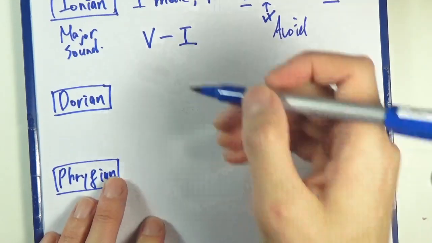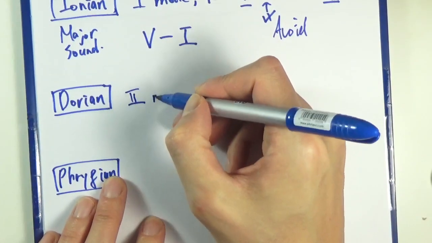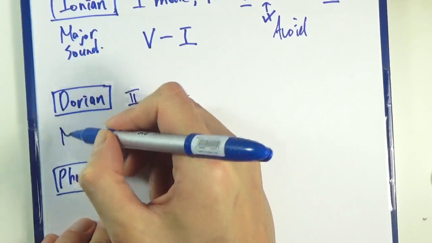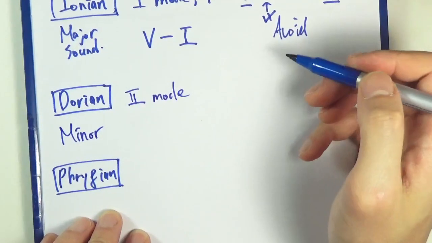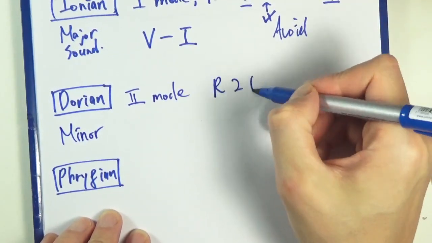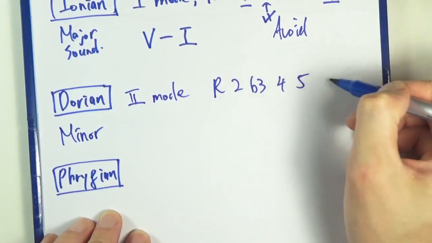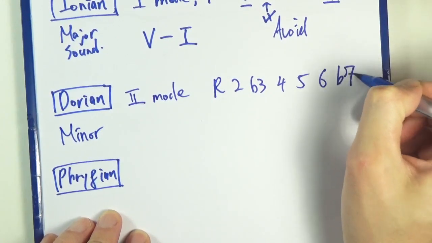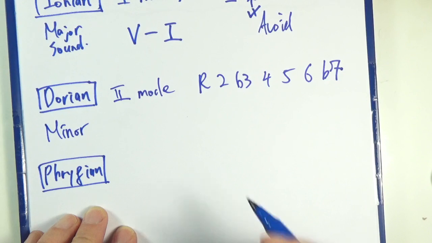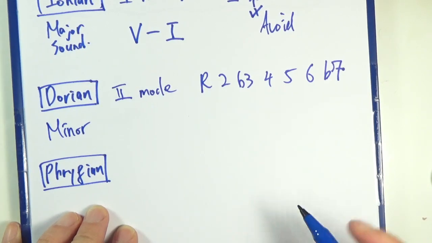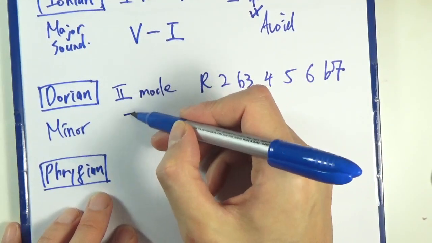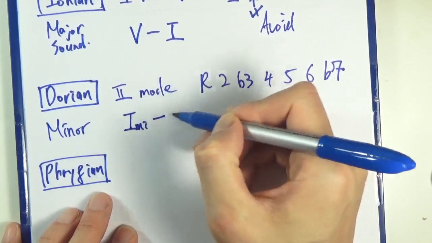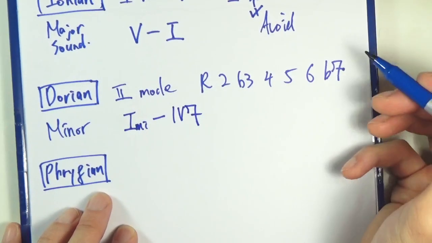Alright, Dorian, second mode, has a minor sound. The intervals are root, 2, flat 3, 4th, 5th, major 6, flat 7. I'm going faster this time because we have already done it before, right? Dorian chord progression: 1 minor to a 4 dominant 7.